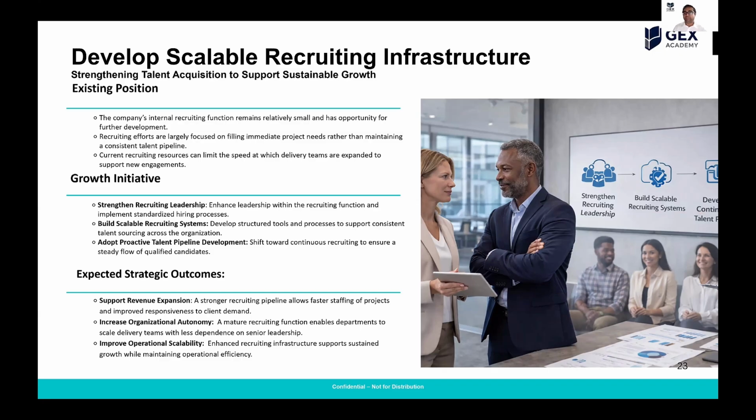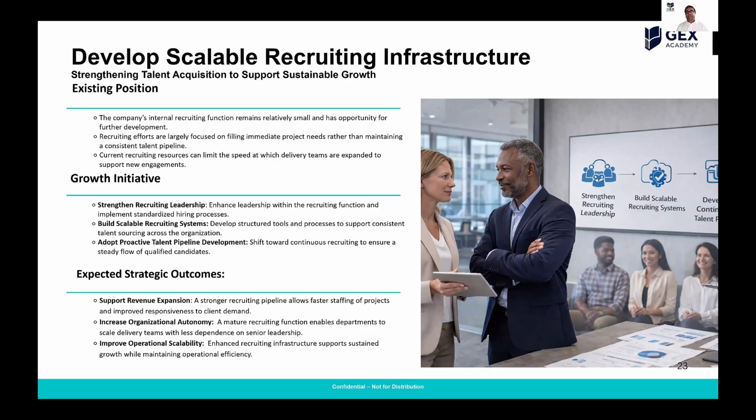So as recruiting capability matures, individual business units and delivery teams become a lot less dependent on senior leadership involvement for every hiring decision, right? So all of that can improve efficiency and also create a more scalable operating structure. The third outcome is improved operational scalability, right? With stronger recruiting infrastructure in place, the company can continue growing while also maintaining service quality and operational effectiveness, right?